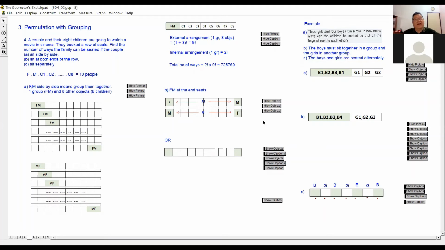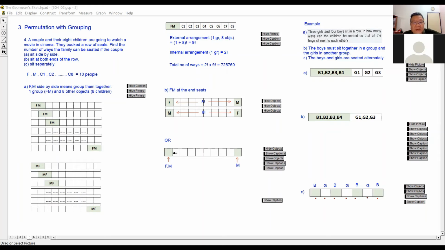Father and mother at the end, but father and mother can change places. Father, mother, or mother, father, like that. So how to count? Another way of counting will be like this. The first box and the last box we do first, because there is a condition imposed on the two boxes. So we must fill up the first one and the last one first.